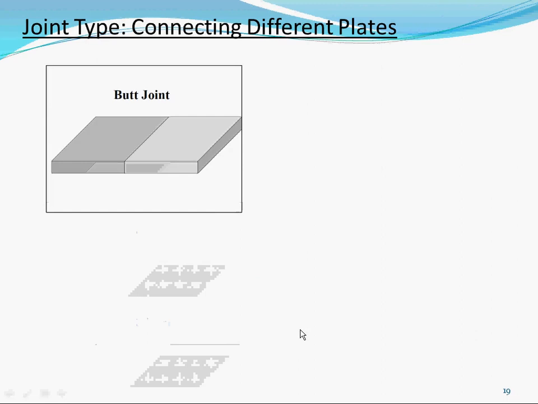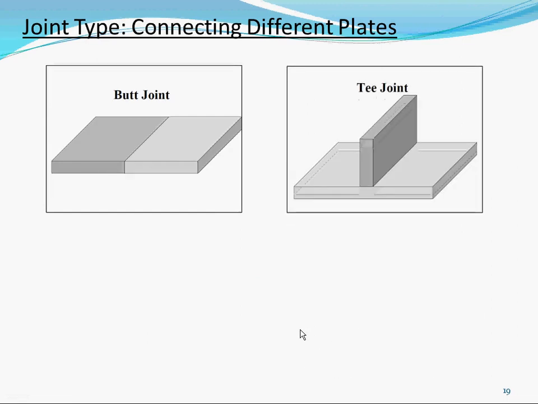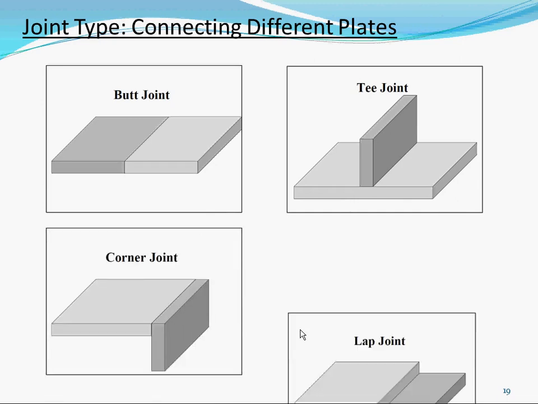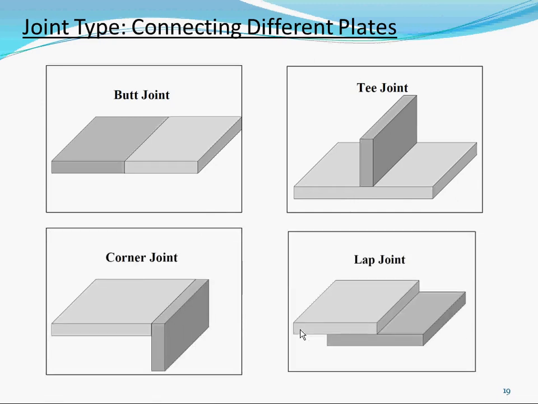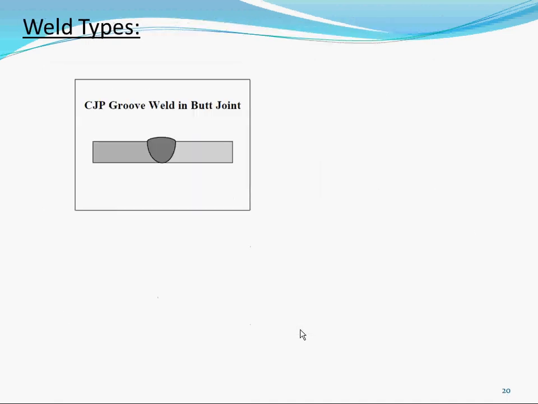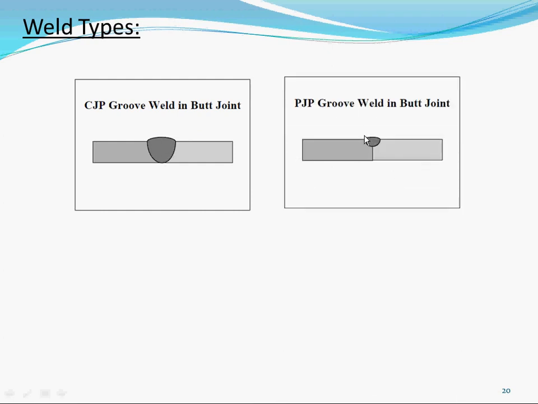Joining plates. You have two plates coming together. We call it a butt joint, a T-joint, a corner joint, and a lap joint. That joint type is different from weld type. For weld type, you have the CJP weld, where the area of the plate and the weld are the same size, versus the PJP, where you only weld a portion of it, so you don't cover the whole thickness.